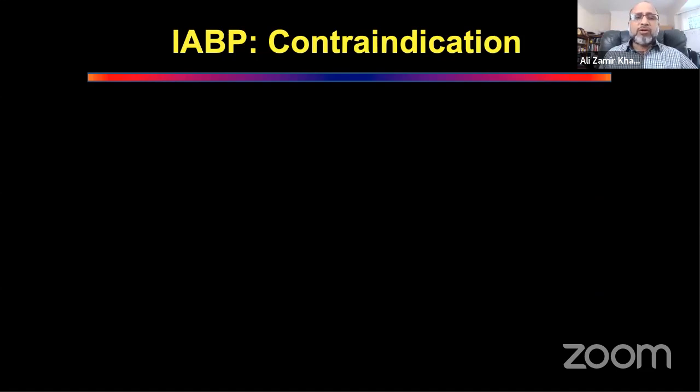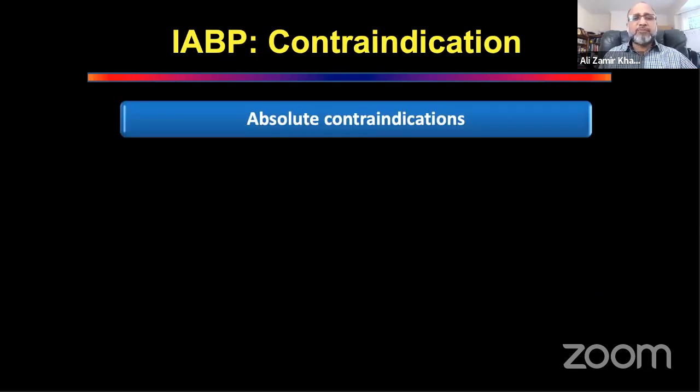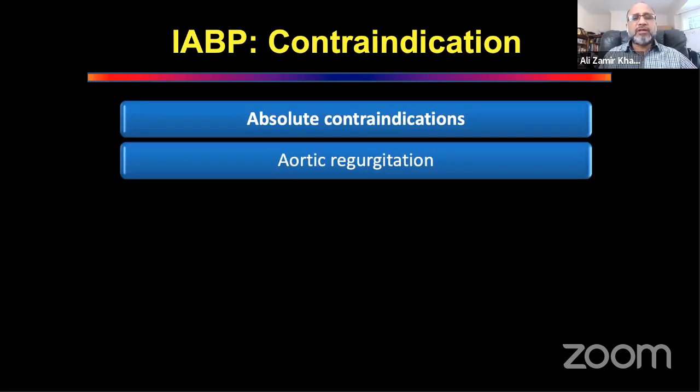So what are the contraindications for an IABP? One is an absolute contraindication. One is aortic regurgitation. Obviously, because in aortic regurgitation, if you use IABP, you will make the regurgitation go from moderate to severe, okay?